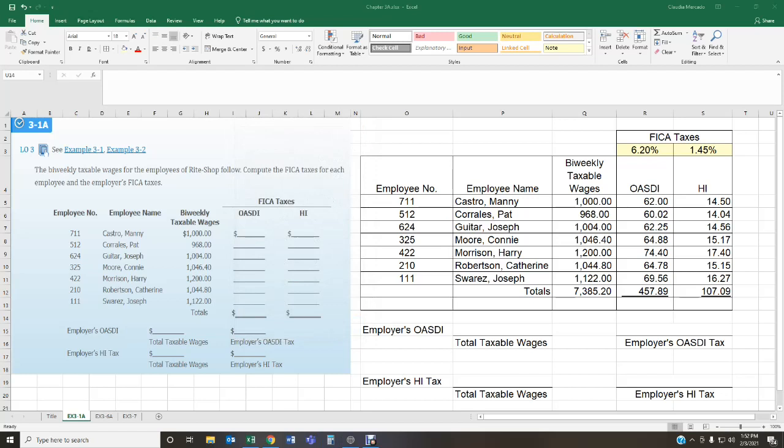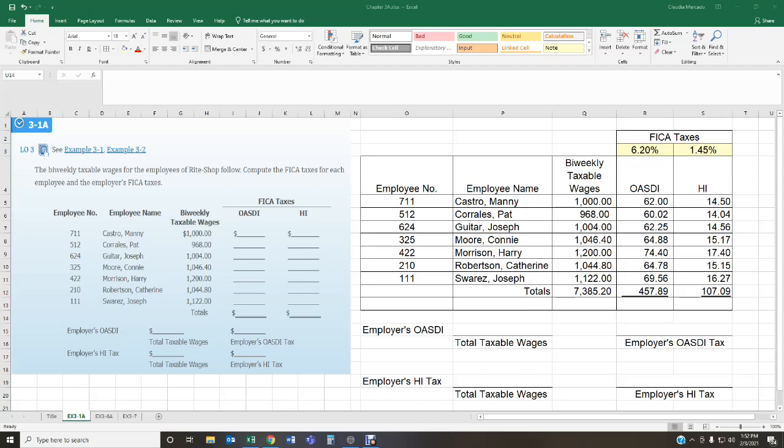So this is the amount that is going to be deducted from Manny Castro's paycheck for OASDI. $62. And we're also going to deduct $14.50 from Manny Castro for HI. These are the taxes that the employees are responsible to pay. So this is going to be withheld from their paycheck.